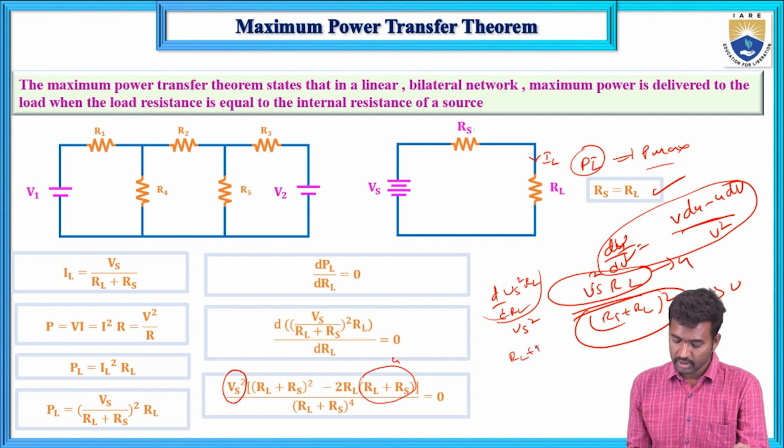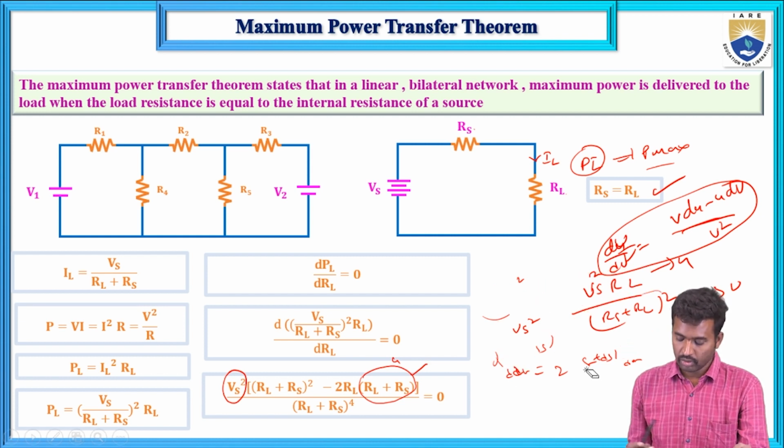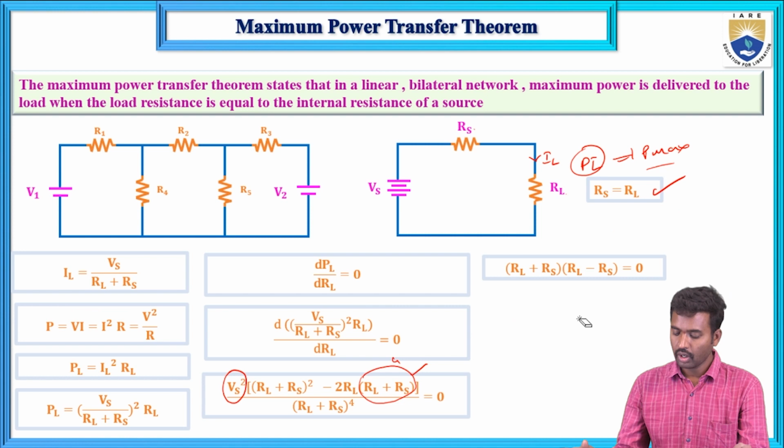RL plus Rs whole square, the derivative d by dRL is equal to 2 into RL plus Rs into dRL divided by dRs, that equals 2 into RL. This one equals to, now here this equals to 0. Now here RL plus RS into RS.